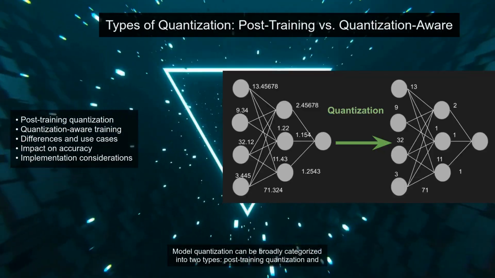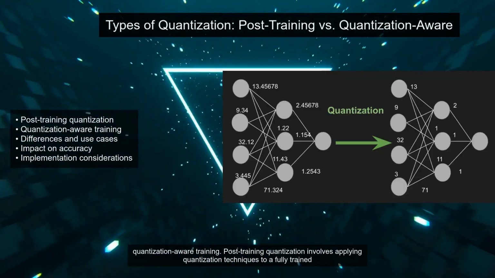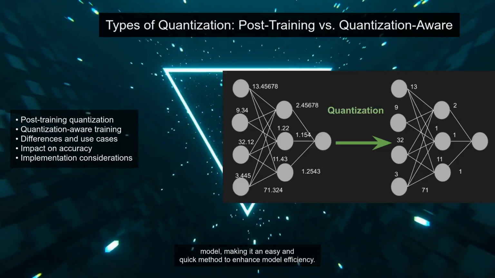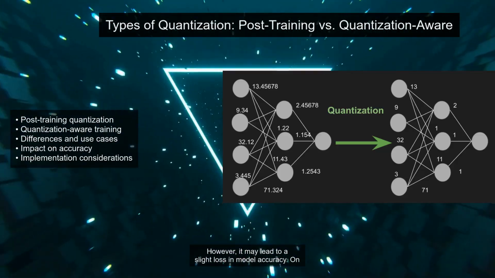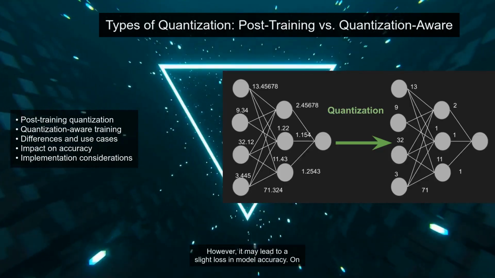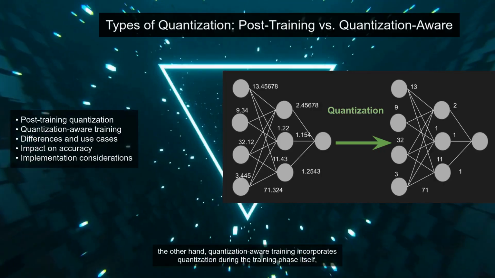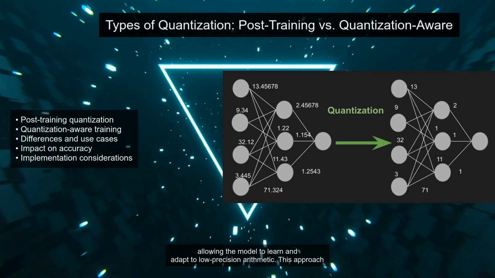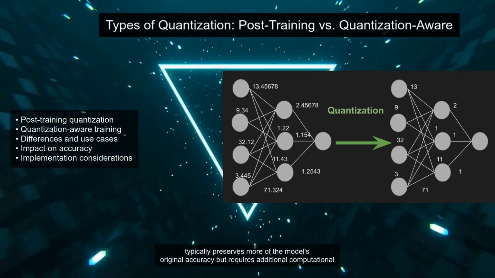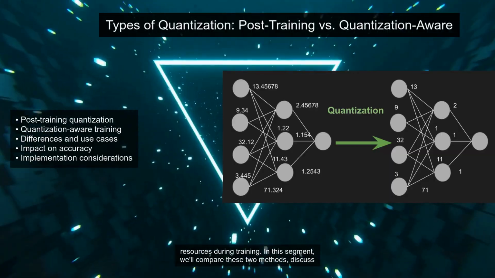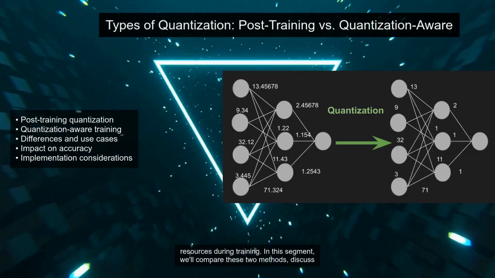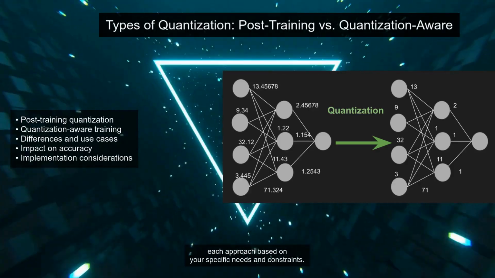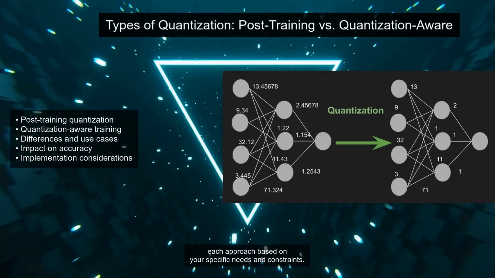Model quantization can be broadly categorized into two types: post-training quantization and quantization-aware training. Post-training quantization involves applying quantization techniques to a fully trained model, making it an easy and quick method to enhance model efficiency. However, it may lead to a slight loss in model accuracy. On the other hand, quantization-aware training incorporates quantization during the training phase itself, allowing the model to learn and adapt to low-precision arithmetic. This approach typically preserves more of the model's original accuracy but requires additional computational resources during training. In this segment, we'll compare these two methods, discuss their respective advantages and disadvantages, and guide you on when to use each approach based on your specific needs and constraints.